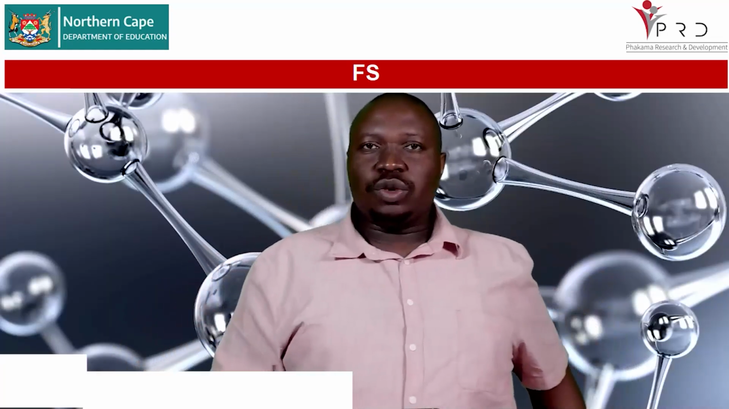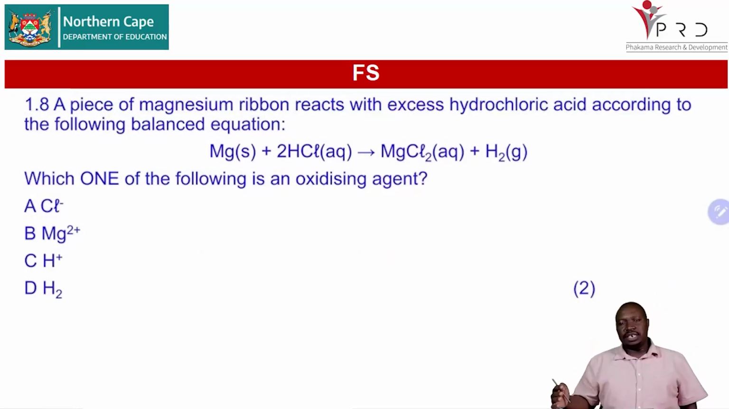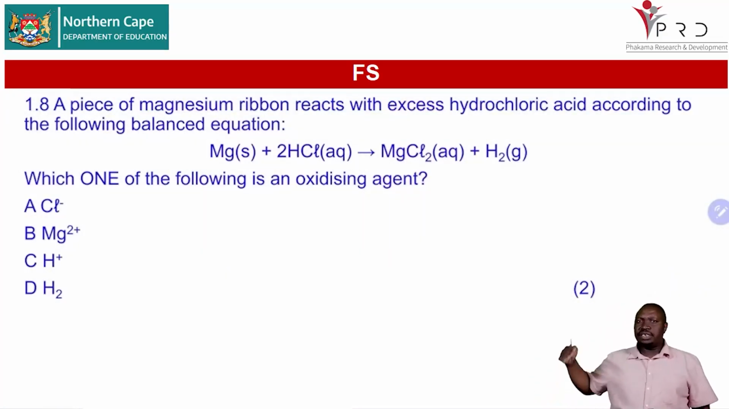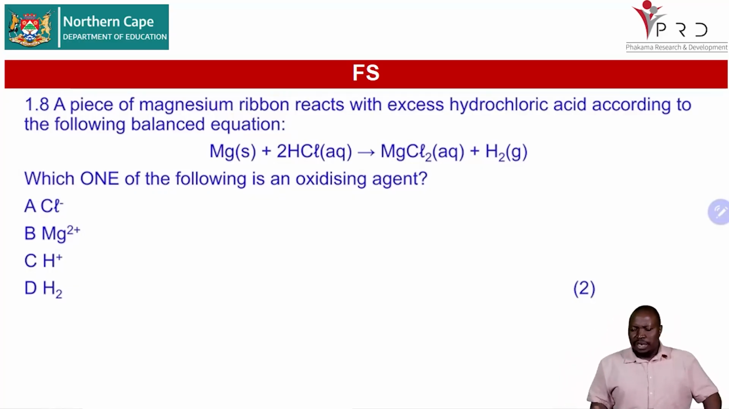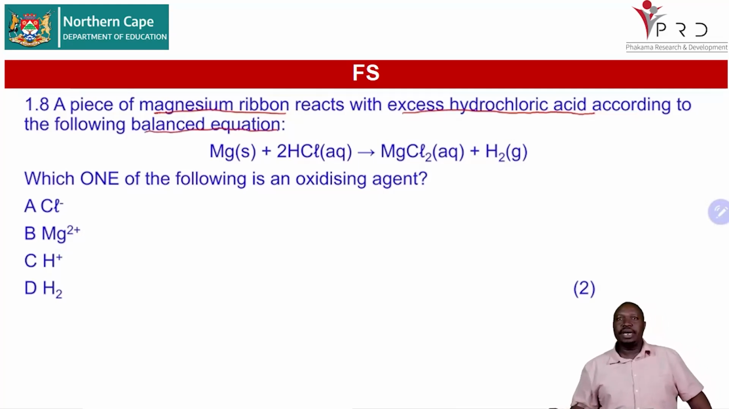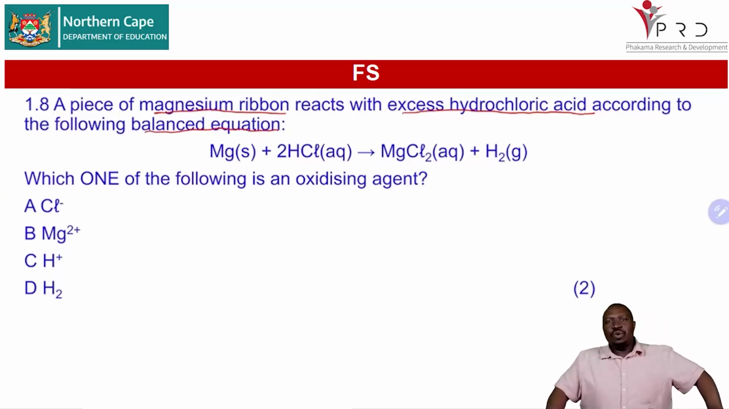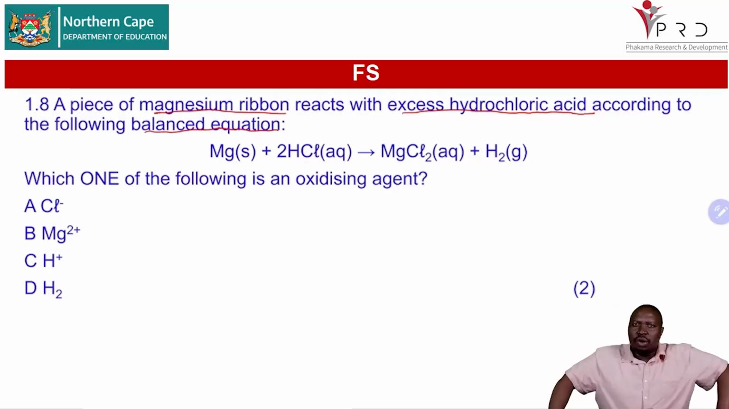Now, our first questions will be based on the galvanic cell. After that, we'll go and do questions that are based on the electrolytic cell. Now, when you look at the galvanic cell question, we are saying a piece of magnesium ribbon reacts with excess hydrochloric acid according to the following balanced equation. So you can see it's magnesium, and you will have seen this type of reaction when we were dealing with rates of reactions.